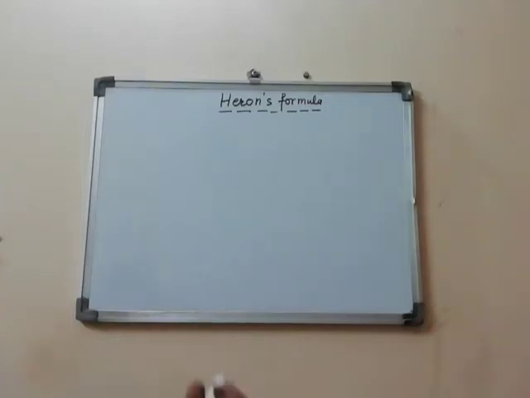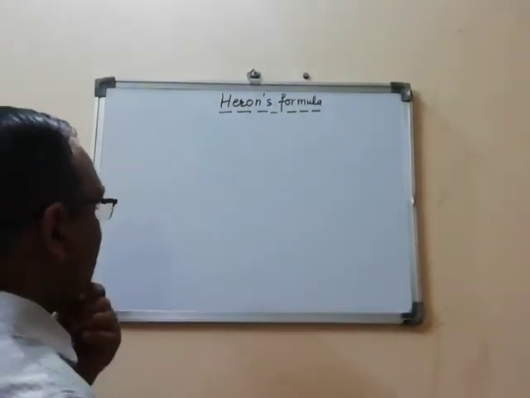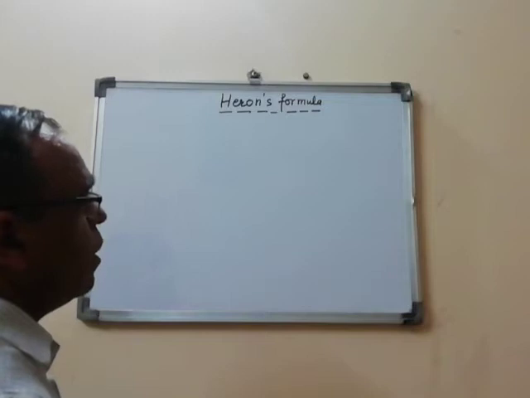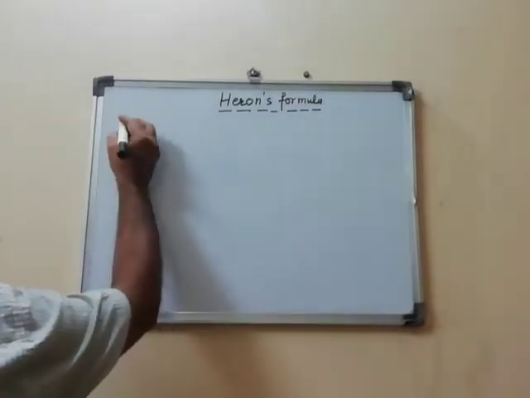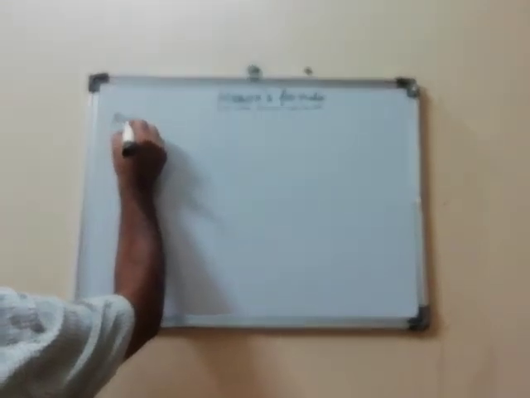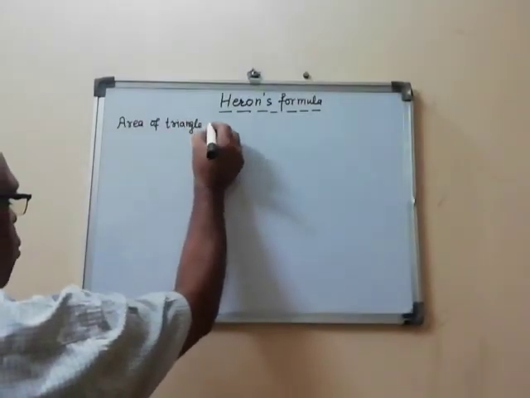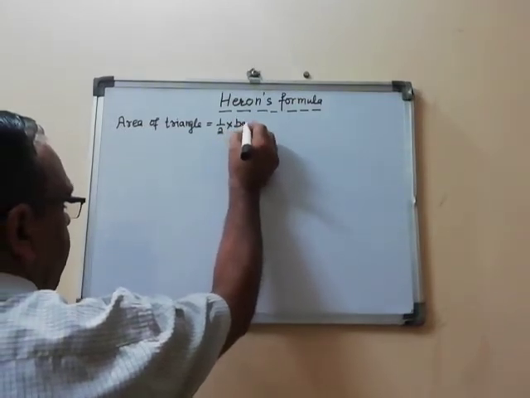So today we will discuss Heron's formula. This Heron's formula is actually used to find the area of the triangle. Sometimes, as you know, for the area of a triangle you have already used half of base into height.